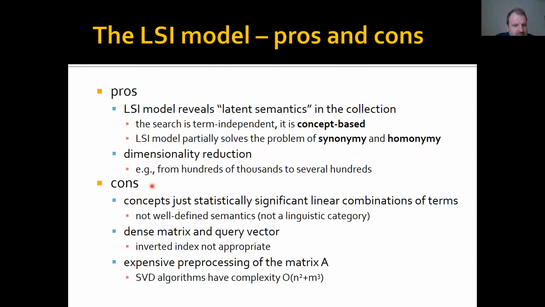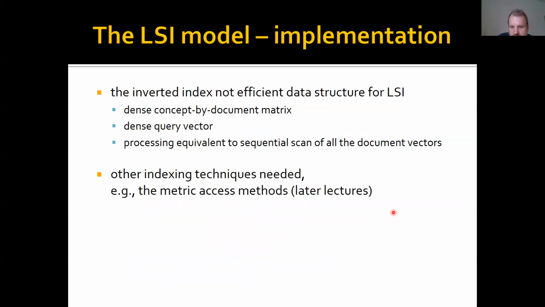But there are also some cons. First, the concepts are not magically created concepts that are human readable, because they are just linear combinations of terms. Also, it's just matrix algebra, so this is not machine learning, right? In machine learning we can train, because we provide annotations to what the machine should learn, but here it's unsupervised, there are no annotations, and therefore we get just statistically significant linear combinations of terms. That's it. We cannot name that.